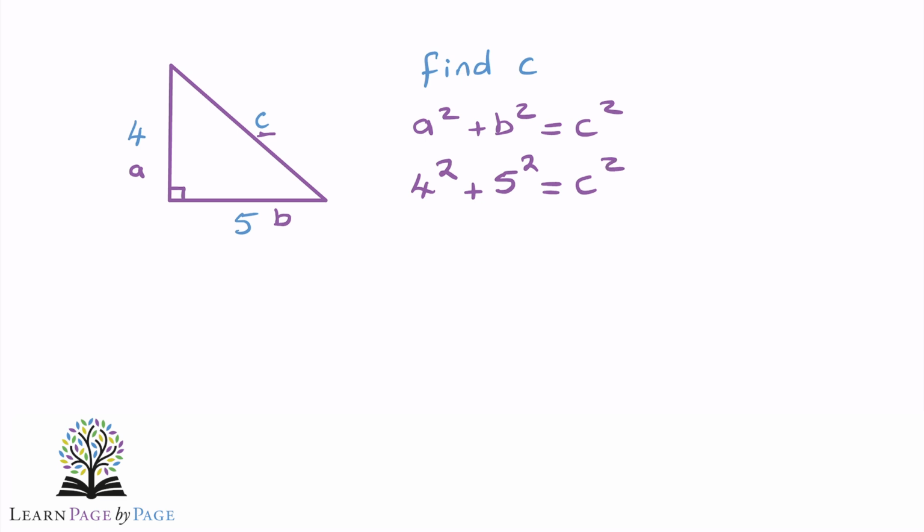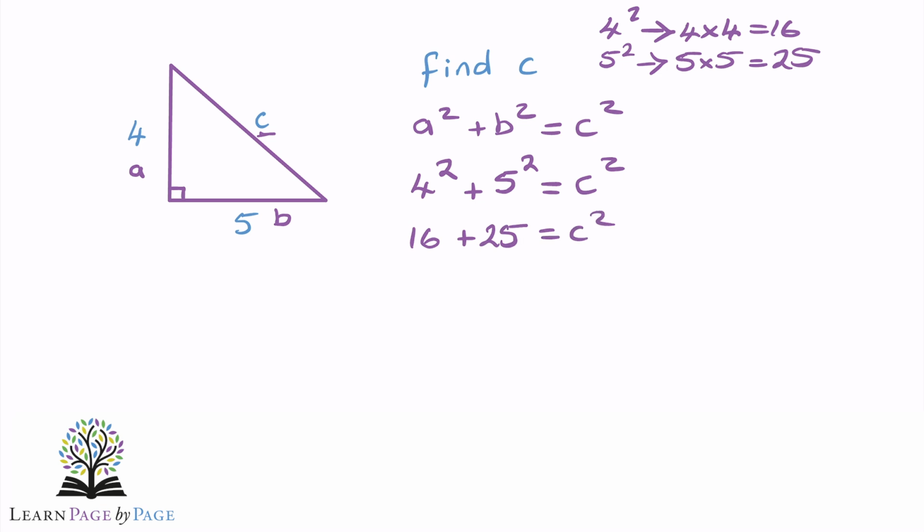Then we're going to calculate 4 squared and 5 squared. And again, show your working out. So 4 squared is 4 times 4, and that's 16. And 5 squared, that's 5 times 5, and that gives 25, equals c squared. 16 plus 25 is 41.